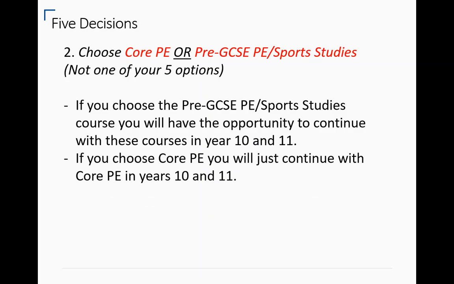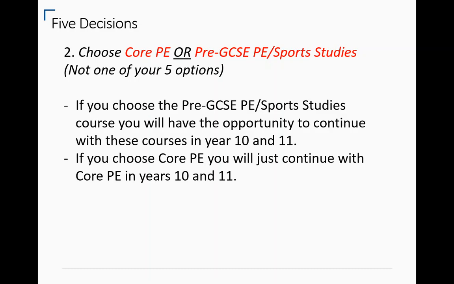The second choice you need to make, and again this is not one of your 5 option slots, this is another decision you have to make, is between core PE or the pre-GCSE PE / sports studies course. Now, as I said to you earlier, everybody's going to have 4 lessons of PE over a fortnight. If you choose the pre-GCSE PE Sports Studies course, you will have the opportunity to continue with either GCSE PE or Cambridge National Sports Studies in year 10 and 11. If you choose core PE now for year 9, you will just continue with core PE in year 10 and 11. So you won't have the GCSE or Cambridge National qualifications available to you in year 10 and 11.